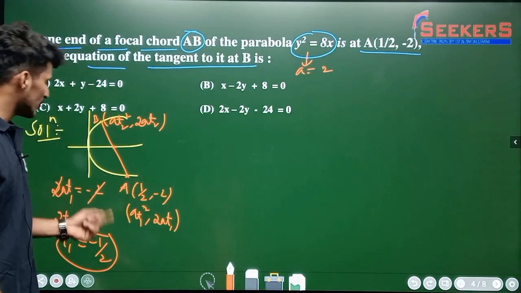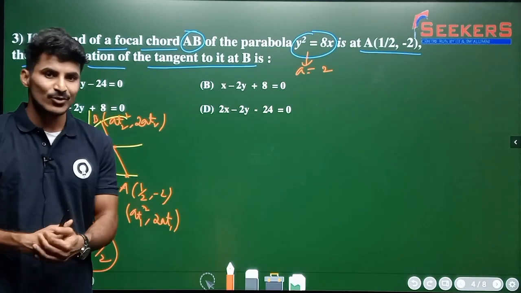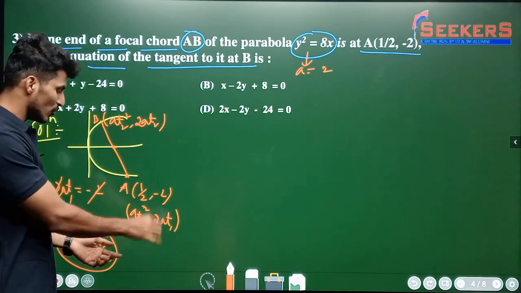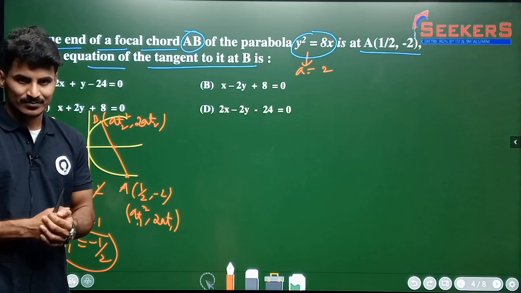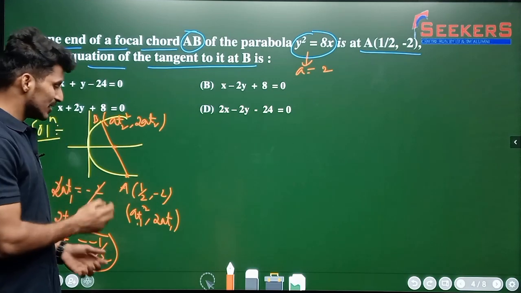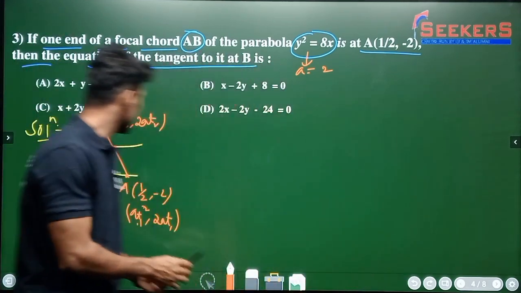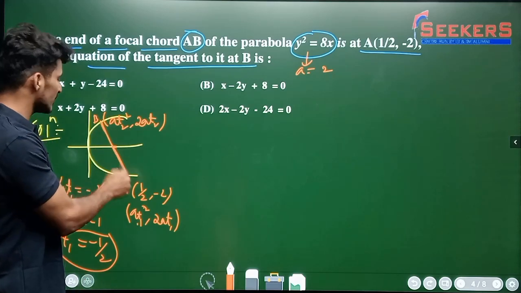So t1 is minus 1 by 2, then can't you find t2? For finding t2, how do you find it? Yes sir, you found t1, but what about t2? For finding t2, we'll be using the condition for a focal chord.